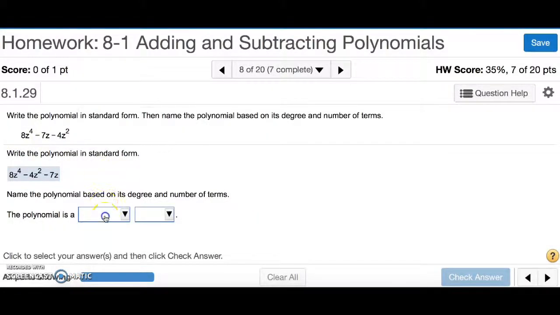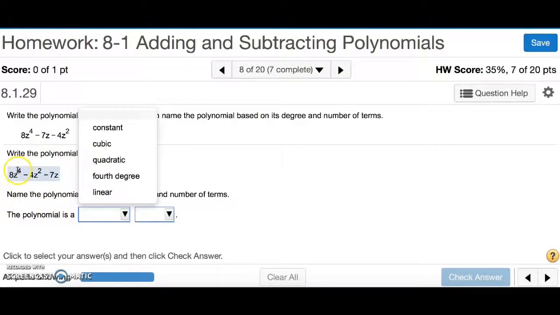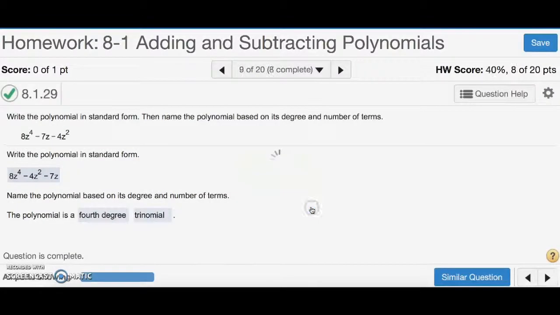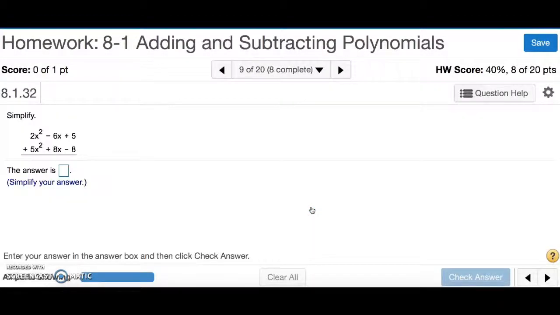Now this polynomial, the largest exponent is a 4, so that means it's going to be 4th degree. And 3 terms again, so it's going to be a trinomial. And that's number 8. Alright, number 9.